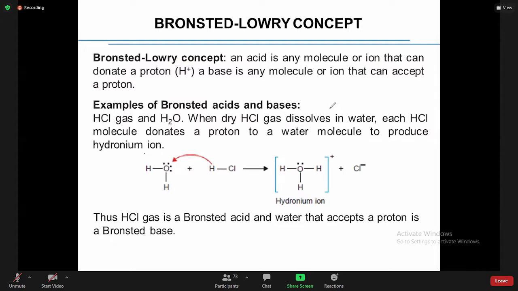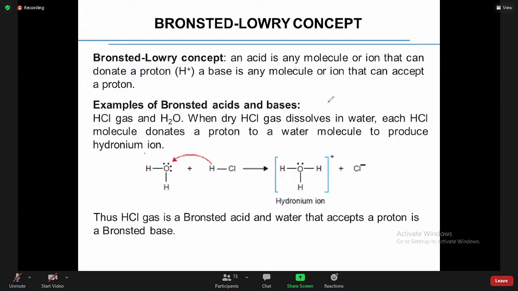Okay, so if we differentiate between the Arrhenius concept and the Bronsted-Lowry concept, the Bronsted-Lowry concept is broadening the idea. The Arrhenius concept limited the acid-base definition to the hydrogen ion and hydroxide ion, whereas in the Bronsted-Lowry concept, the definition is limited only to hydrogen. That means it is excluding the hydroxide ion from the definition, so it is broadening the concept.